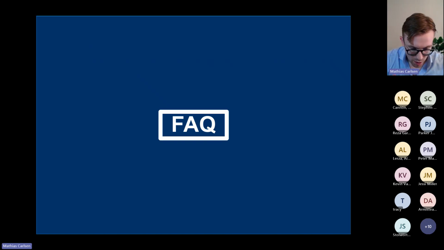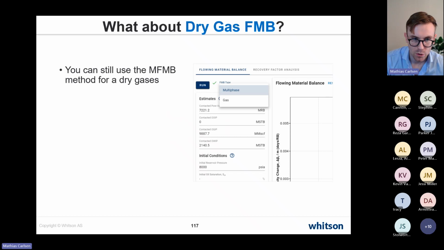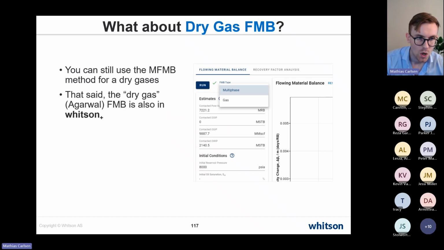So just a couple of frequently asked questions that I'd like to touch upon real fast. The first one is related to what about a dry gas well? The thing that a lot of people don't realize is that even though you have a dry gas well in the software, you can actually run the Multiphase FMB on the dry gas well. So I'll show an example on that. There's also a dry gas option, but you can still use the method for dry gases. Yeah, but we also have the Auger well dry gas FMB in the software.